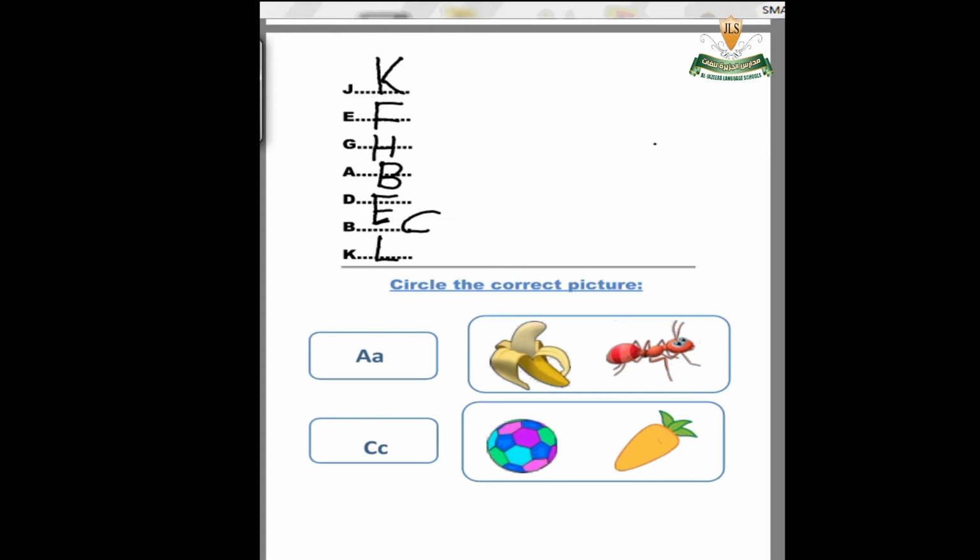What is this letter? A. What is the sound of letter A? Ah, ah, ah. A for banana or ant? Ant. Please make a circle. Excellent, KG. Super. What is this letter? Letter C. What is the sound of letter C? K, K, K. C for what? Ball or carrot? Carrot. Excellent, KG. Make a circle.